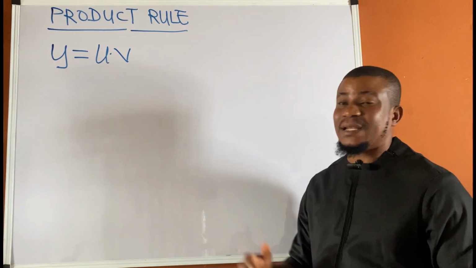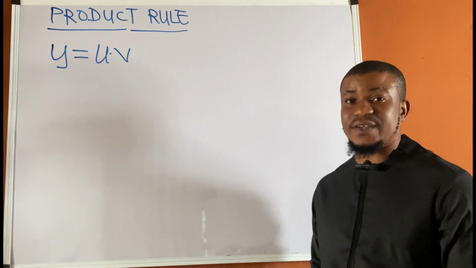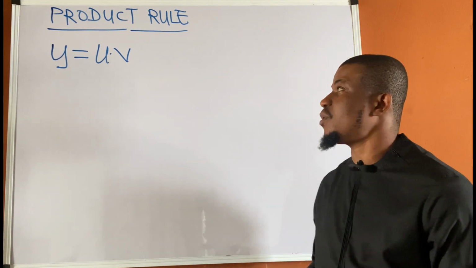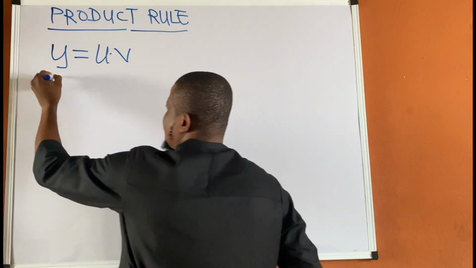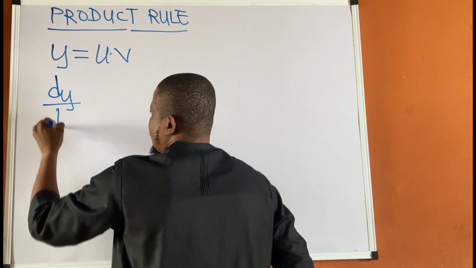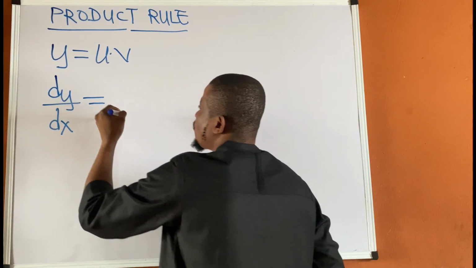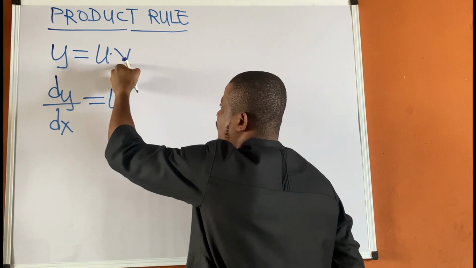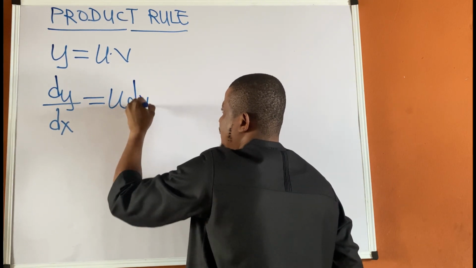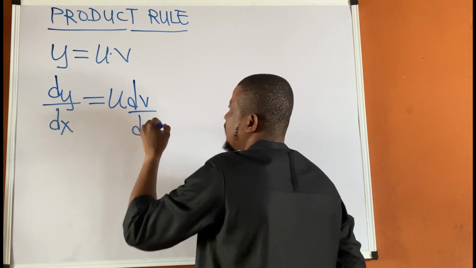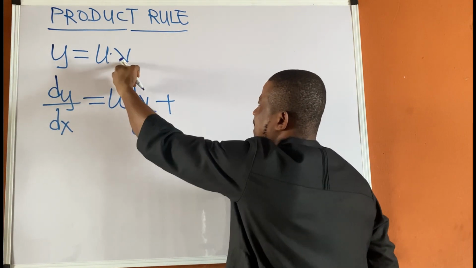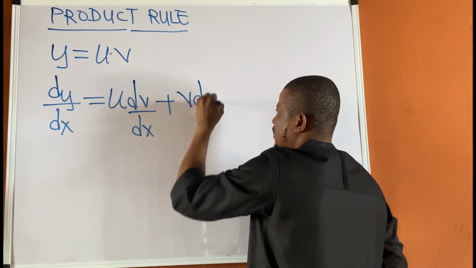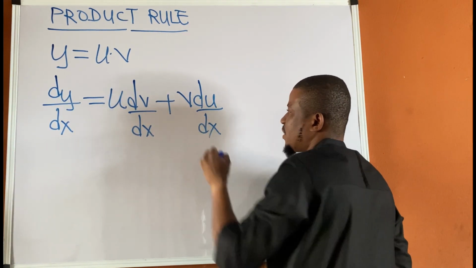Now for product rule, if you have y equal to u times v, if y is equal to two functions multiplying, u and v, where they are functions of x. If two functions are multiplying this way, we apply the product rule. And what is the product rule? That dy dx is equal to, you keep your u, differentiate your v with respect to x, dv dx, plus then keep your v, differentiate your u with respect to x, du with respect to x.